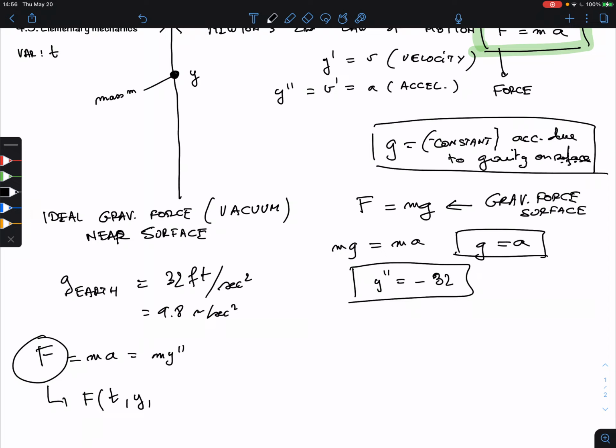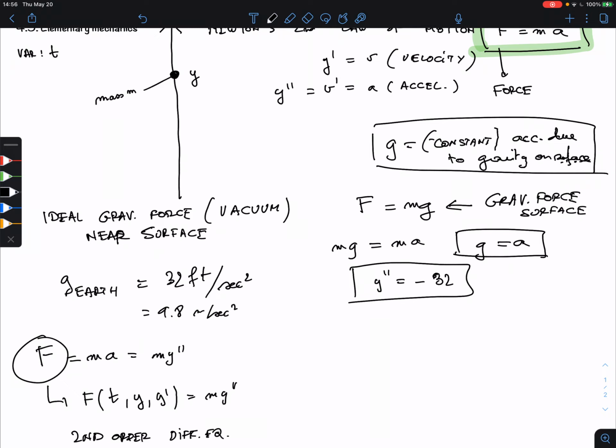Let me not give too many things, and I will do examples later. It could also depend on your velocity, and in fact, that's what it often does. So if I write it this way, y double prime, and then we divide by m, you see that you get a second order differential equation.